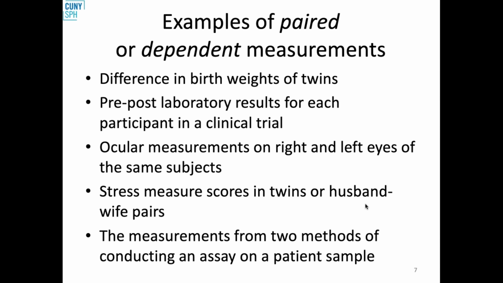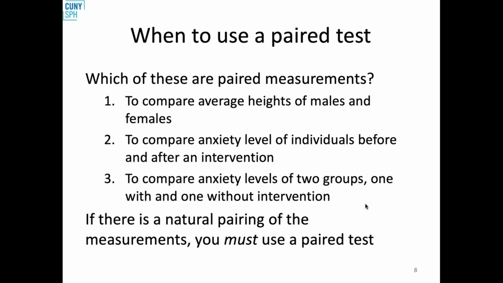Pre and post laboratory results for people in a clinical trial. You're going to measure something before, measure something after, and then you're going to be looking to see if the difference is different than zero. Ocular measurements in the right eye and left eye. Again, same subject. Stress measurement scores in twins or housewife pairs. Measurements from two methods of conducting an assay on a single patient. Basically, all of those were a way of doing that.